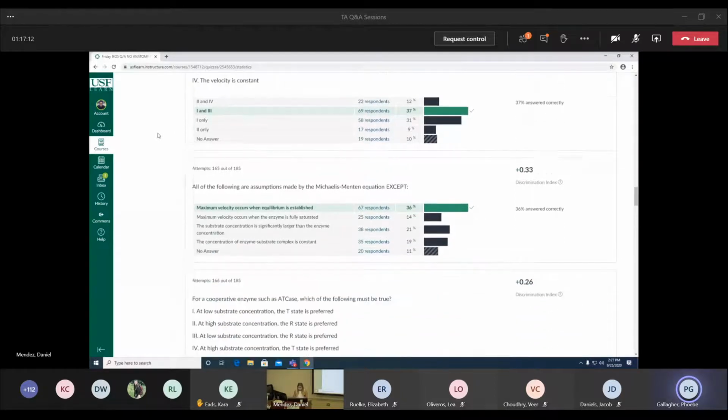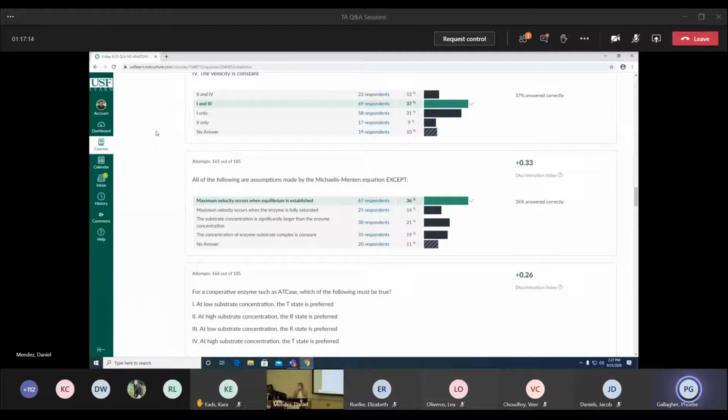Okay. So the next question is, all the following are assumptions made by the Michaelis-Menten equation except... The maximum velocity occurs when the enzyme is fully saturated. We know that to be true. You get Vmax when all the enzyme active sites are full of substrate and you cannot increase the velocity anymore. The next one is the substrate concentration is significantly larger than the enzyme concentration.